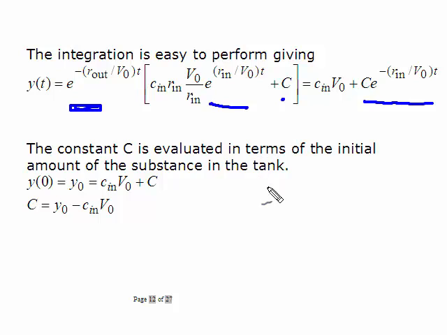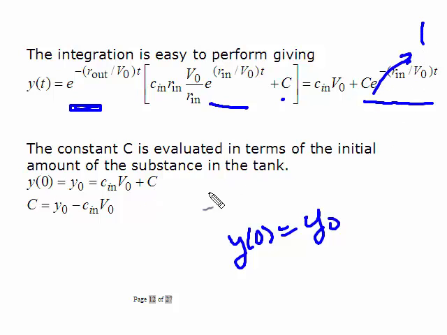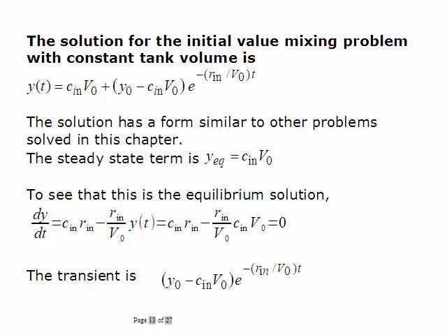Now we have an initial condition that y at time 0 was y0, so we can put a 0 through this equation and we get c in V0 plus c, because this exponential goes to 1 when t is 0, and we can solve for the concentration in the tank, and we will get a solution that's similar to the solutions we have seen previously. So here's the solution.